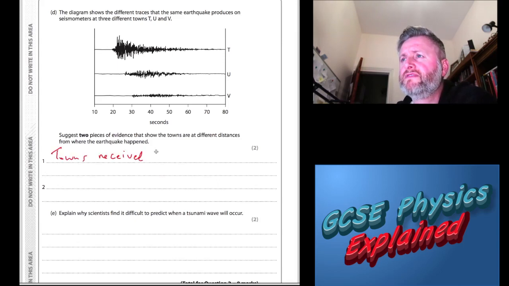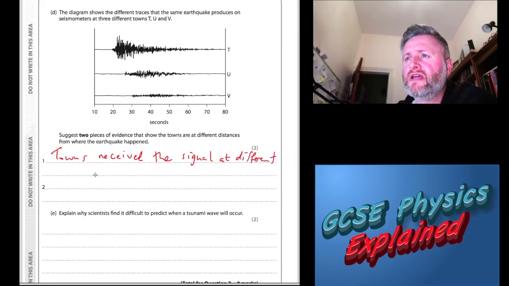Towns received the signal at different times.